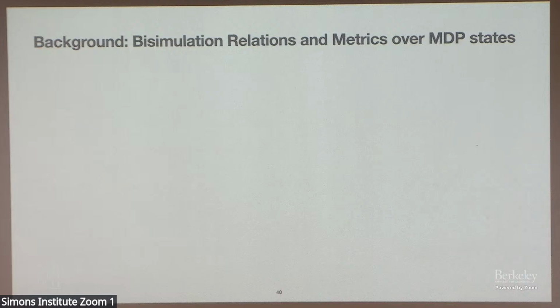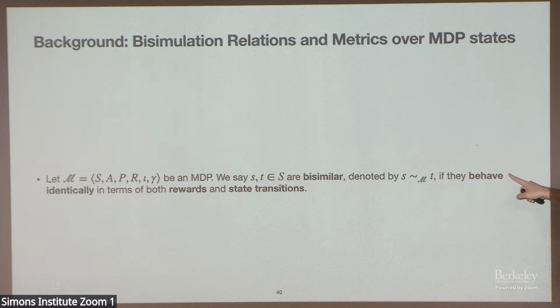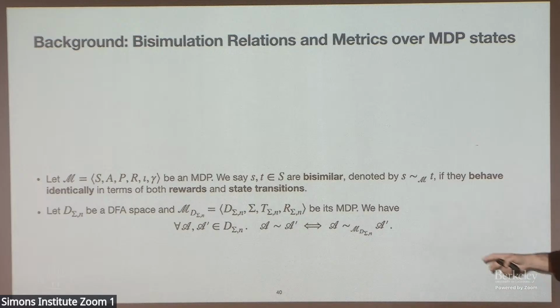I need a little bit of background here. We'll think about bisimulation relations and metrics over MDP states. Previously I gave the bisimilarity definition over DFAs. Now this is something slightly different, but we'll see that they're equivalent. Given an MDP, two states are bisimilar if they behave identically in terms of their rewards and transitions. Let's keep it informal for a second, and then we can immediately see that this definition of bisimilarity is equivalent to DFA bisimulation with respect to the induced MDP.